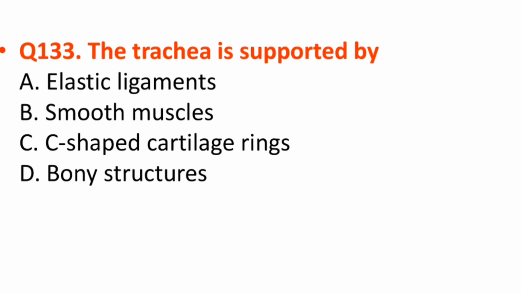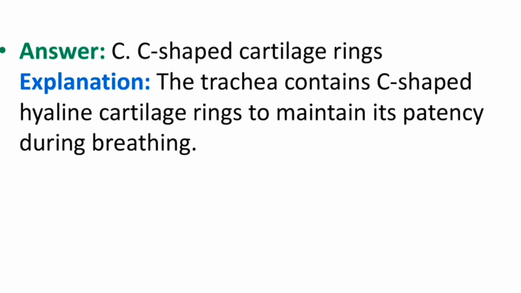The next question. The trachea is supported by: option A, elastic ligaments; option B, smooth muscles; option C, C-shaped cartilage rings; option D, bony structures. The correct answer is option C, C-shaped cartilage rings. The trachea contains C-shaped hyaline cartilage rings to maintain its patency during breathing.